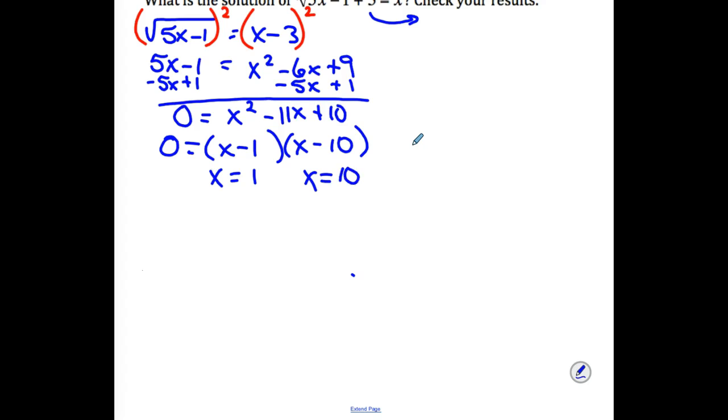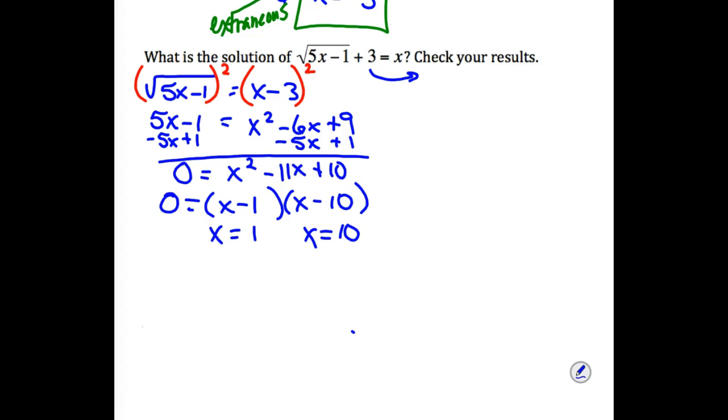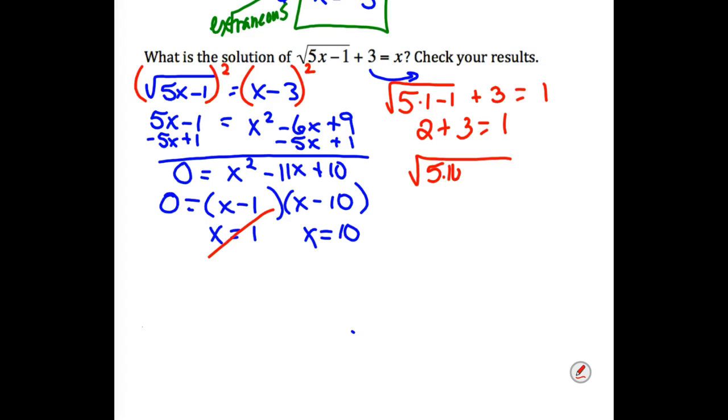All right, checking them. If we try the 1 first, we have 5 times 1 minus 1 under our square root plus 3 equals 1. We have 5 minus 1, that's 4. Square rooted is 2. Is 2 plus 3 get us a 1? Okay, that's extraneous. Trying the 10. 5 times 10 minus 1 plus 3 is supposed to give us a 10. We have 50 minus 1, 49. Square rooted is 7. Does 7 plus 3 give us 10? All right, so that one works.